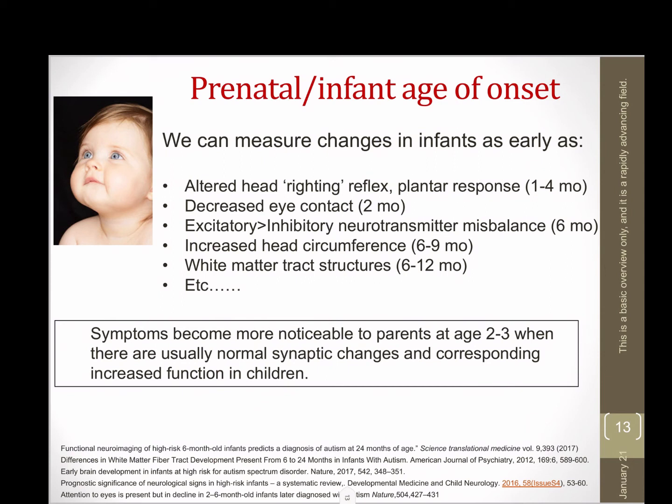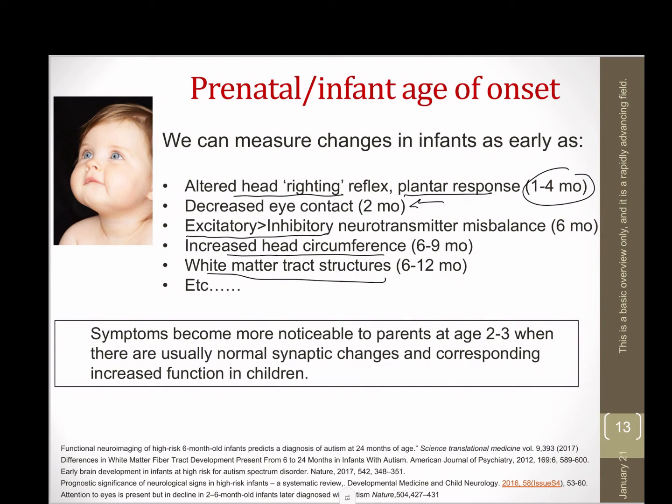So what can we see in infants? By a month old, we can see differences in the head righting reflex as well as the plantar response. In early infancy, we can see decreased eye contact and differences in balance between excitatory and inhibitory neurotransmitters. By 6 months old, we can see changes in head circumference and in white matter tract structures, and those are the neurons that are connecting one brain region to another.